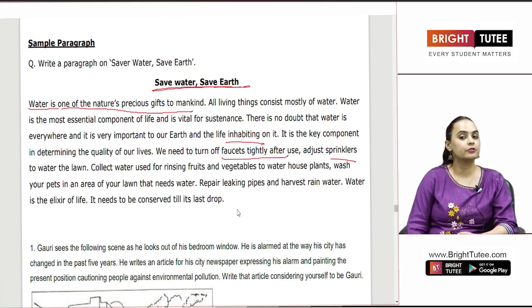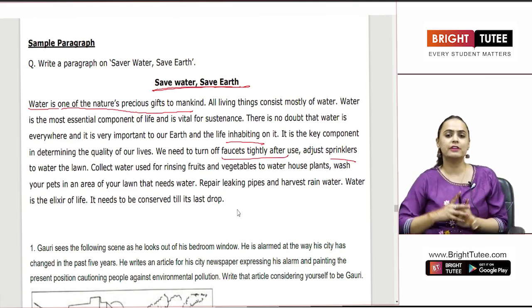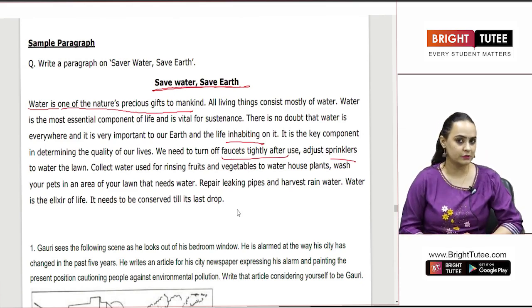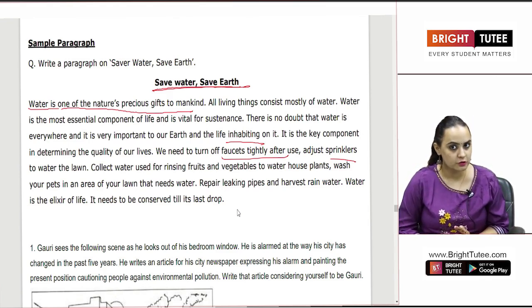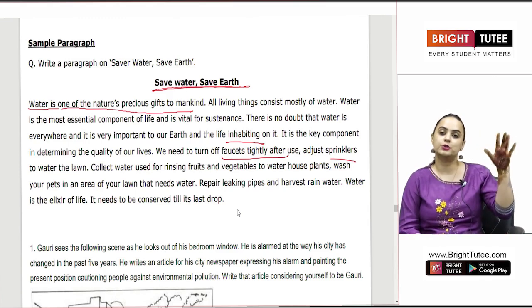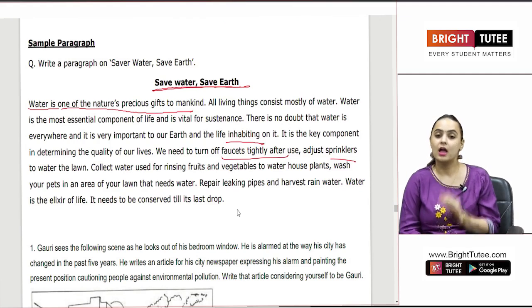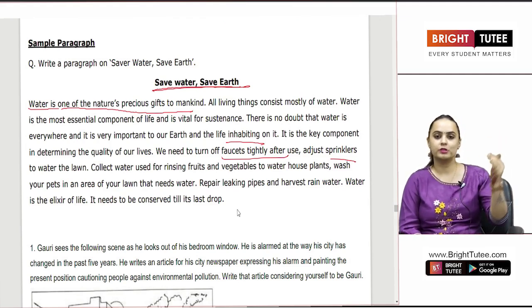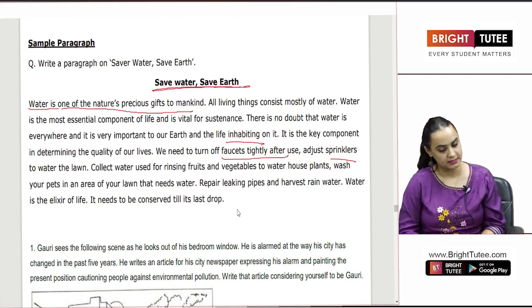Water is the elixir of life. It needs to be conserved till its last drop. So you see, it was very simple and a short piece of writing. You'd simply be given the topic on which you have to complete the paragraph, and you will simply be asked to complete it using your own understanding. One single paragraph, you mention all the opinions, all the things that you wish to write.